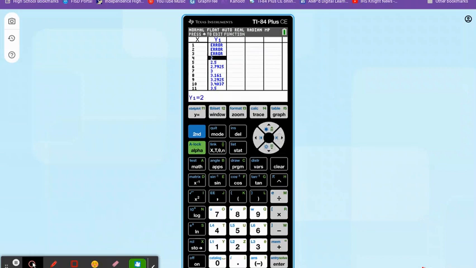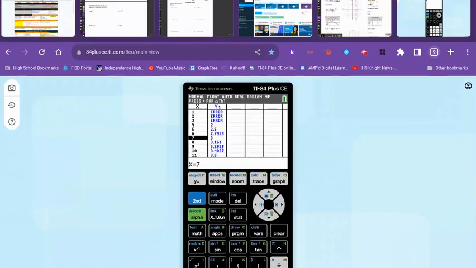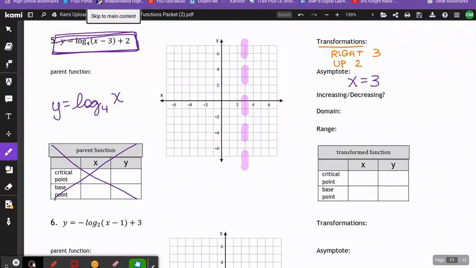But the other values here are going to help me. I'm looking for y values that are a whole number like this one. So (4, 2) is going to be one of my points, and then (7, 3) is another. (4, 2), the one closest to 0, is going to be your critical point. So (4, 2) is my critical point, and (7, 3) is my base point. So let's go back over here and plot our points.